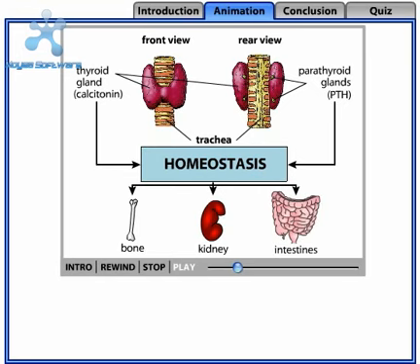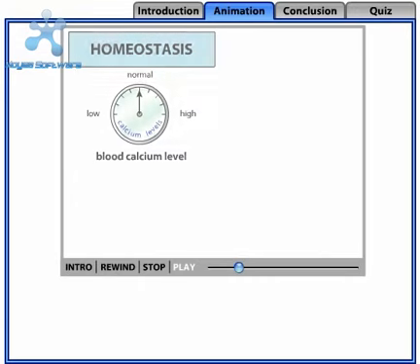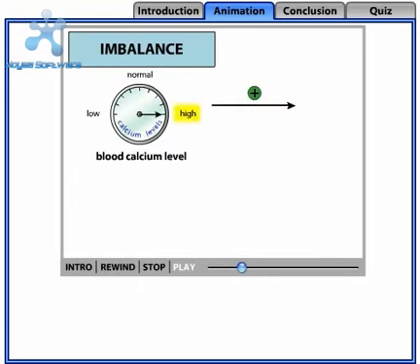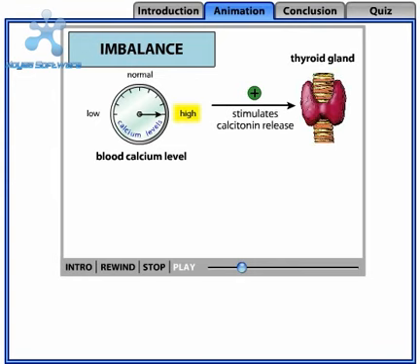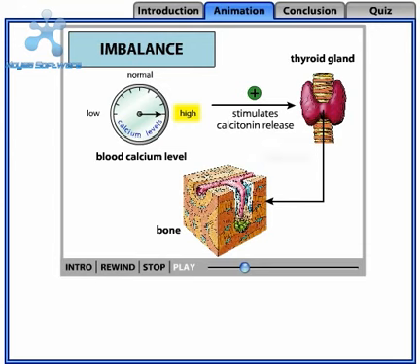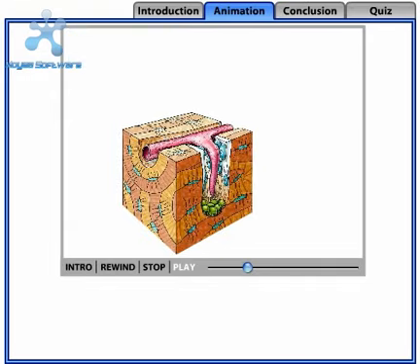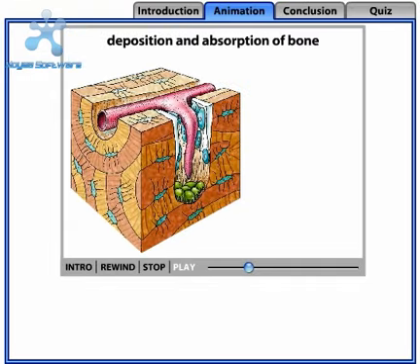Elevation of blood calcium levels triggers certain cells in the thyroid gland to release calcitonin into the bloodstream. Calcitonin acts to lower the concentration of calcium in the blood through its effect on bone, where 99% of the body's calcium can be found. Two cells in the bone act to regulate bone production and destruction.